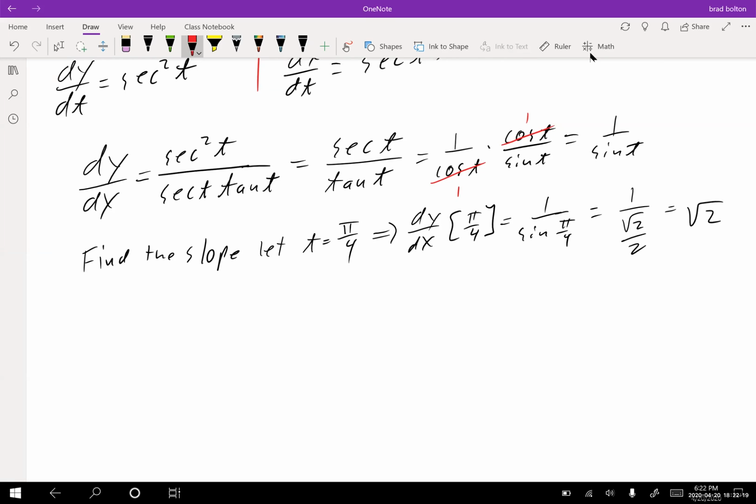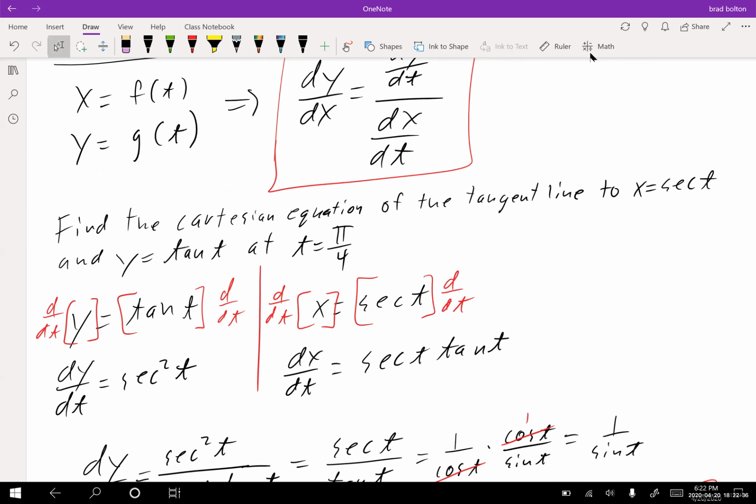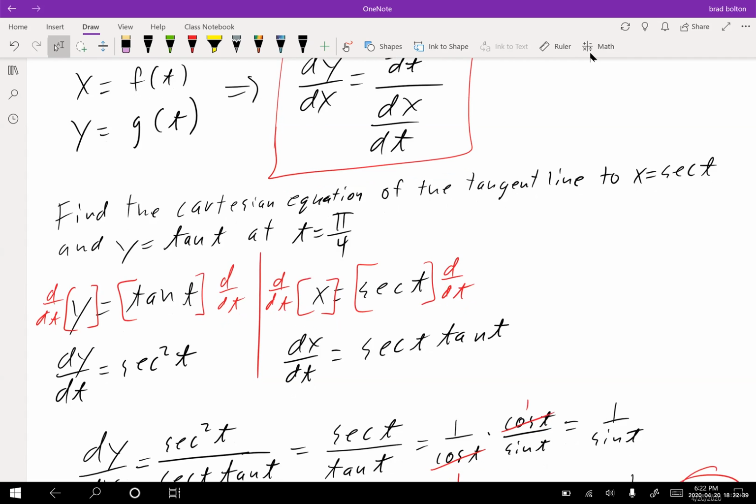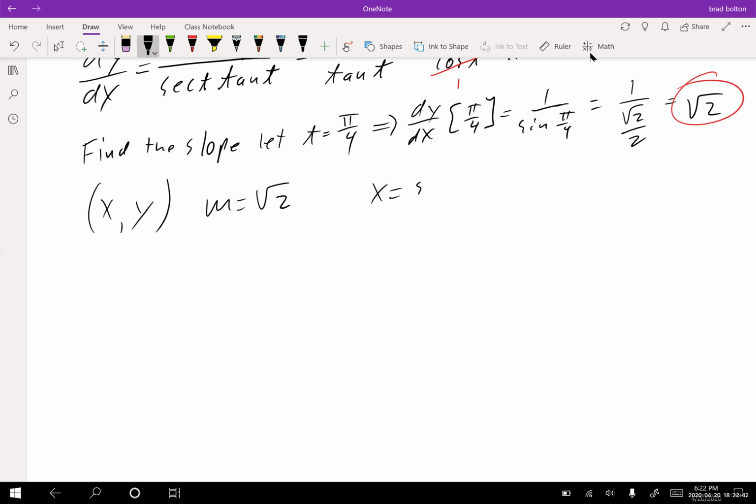Now, all you just found was the slope of the tangent line. You now have to find the point. Well, that means that we need an x and a y coordinate with our m equal to the square root of 2. So I'm going to go back to the original and plug in pi over 4 into my y equals tan t and x equals secant t. So remember, x equals secant t and y equals tan t, but we know that t is equal to pi over 4. So that means x is equal to the secant of pi over 4, and y is equal to the tangent of pi over 4.